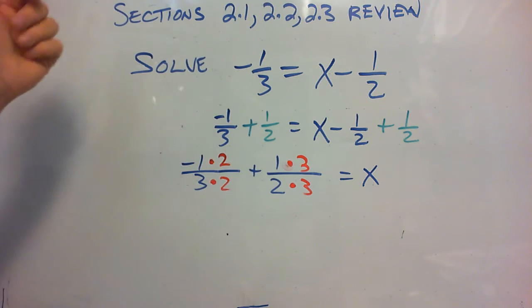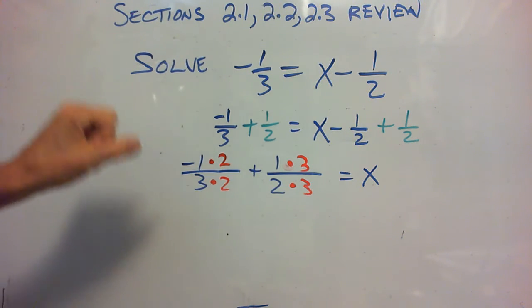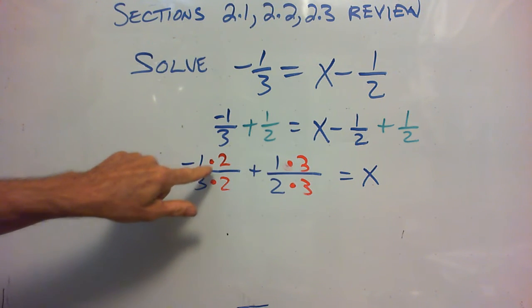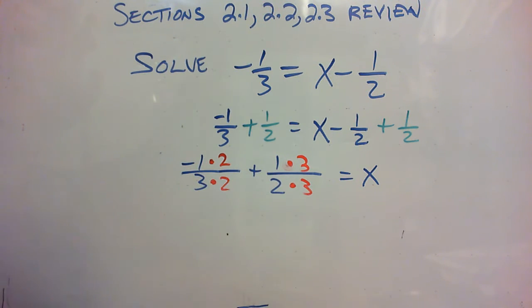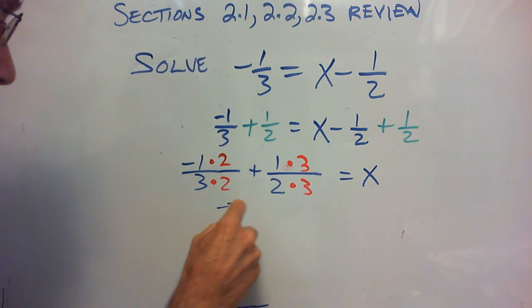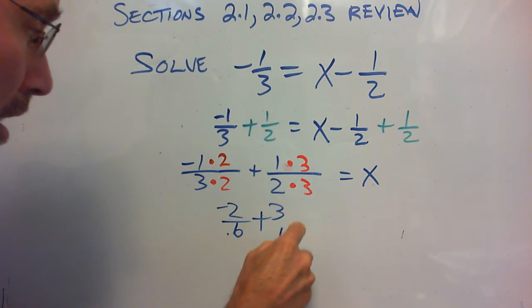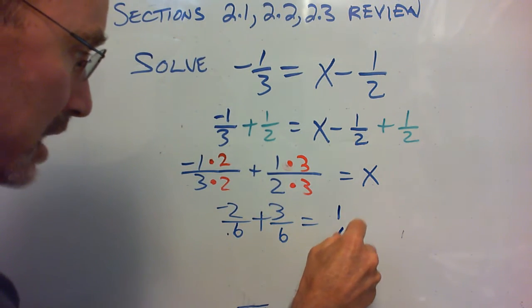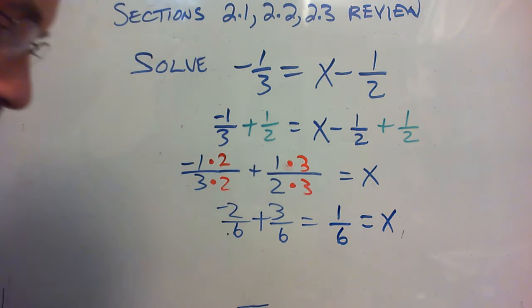In this case, the lowest common denominator is 6. So we multiply the negative 1/3 by 2/2, multiply the 1/2 by 3/3. We get negative 2/6 plus 3/6. And that adds up to positive 1/6.